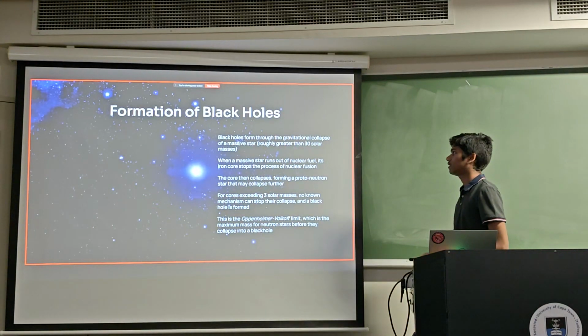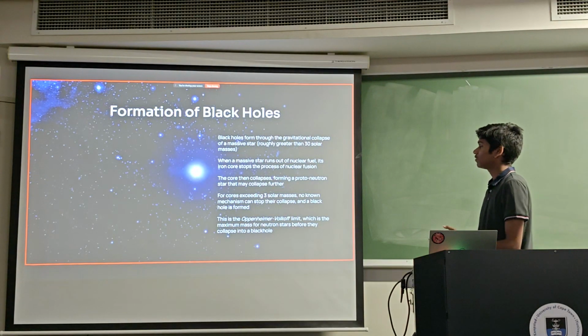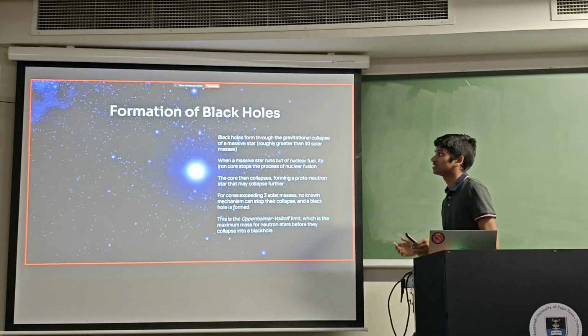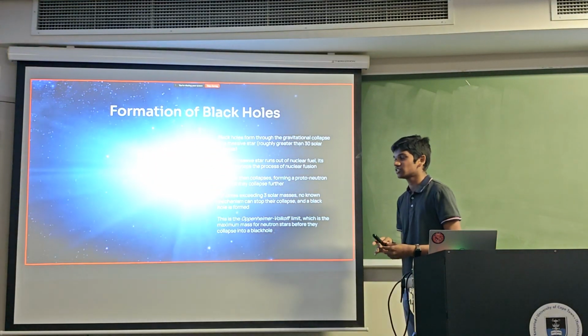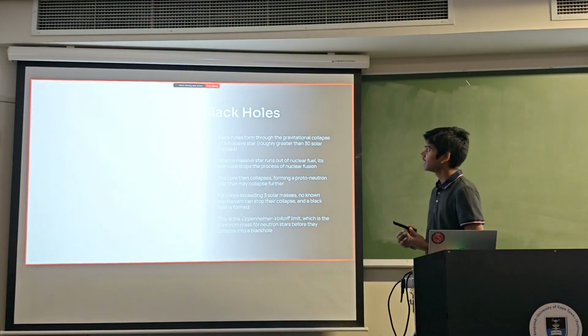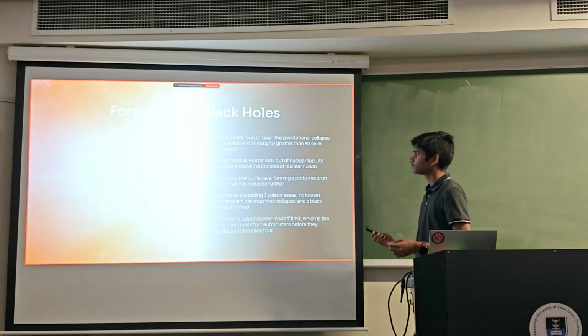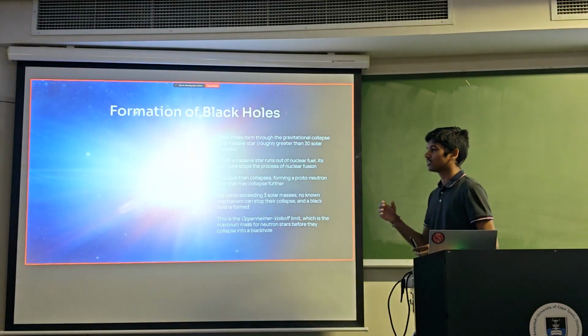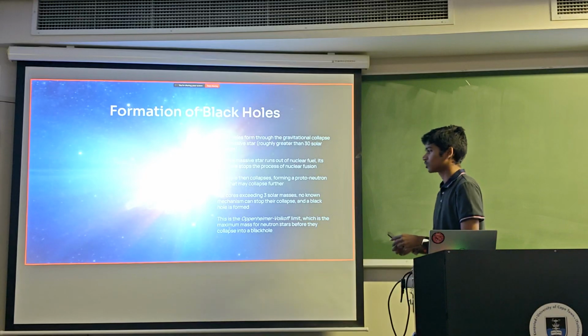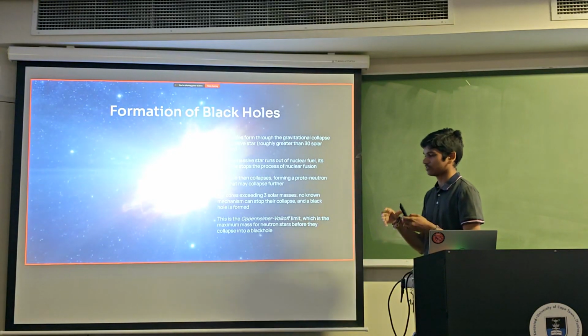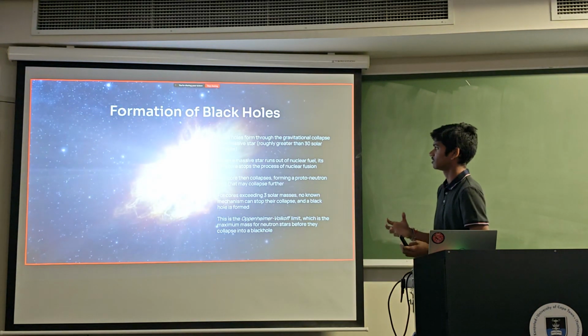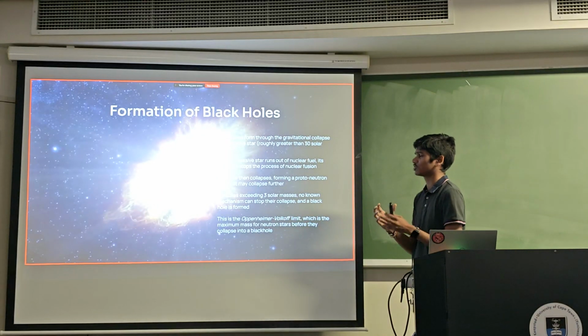Alright, so quick recap of how black holes form. Black holes form through the gravitational collapse of a massive star. If the star is 30 times the mass of our sun, then it is likely to form a black hole. When this star runs out of fuel and its core is full of iron, gravity takes over the radiation pressure in the star. So gravity begins to crush the core.